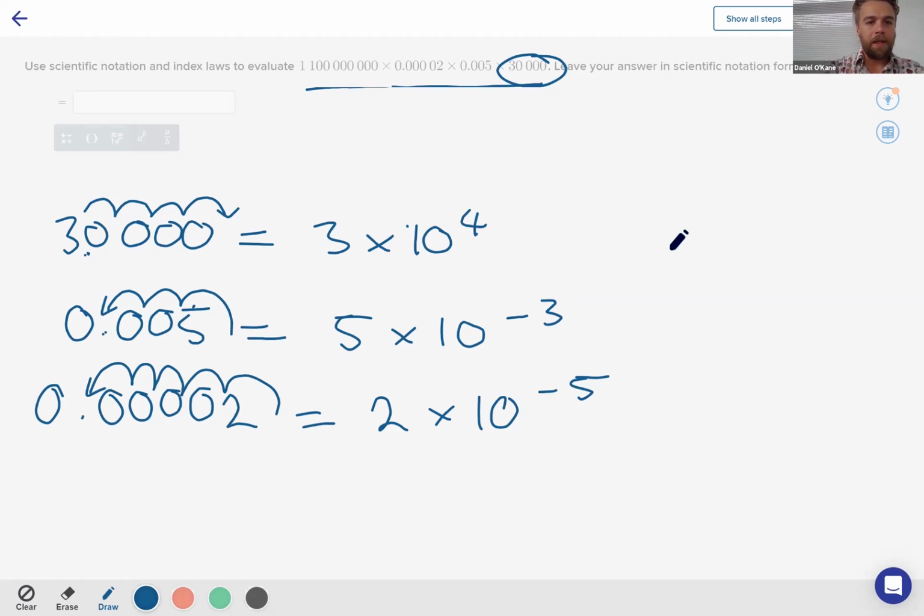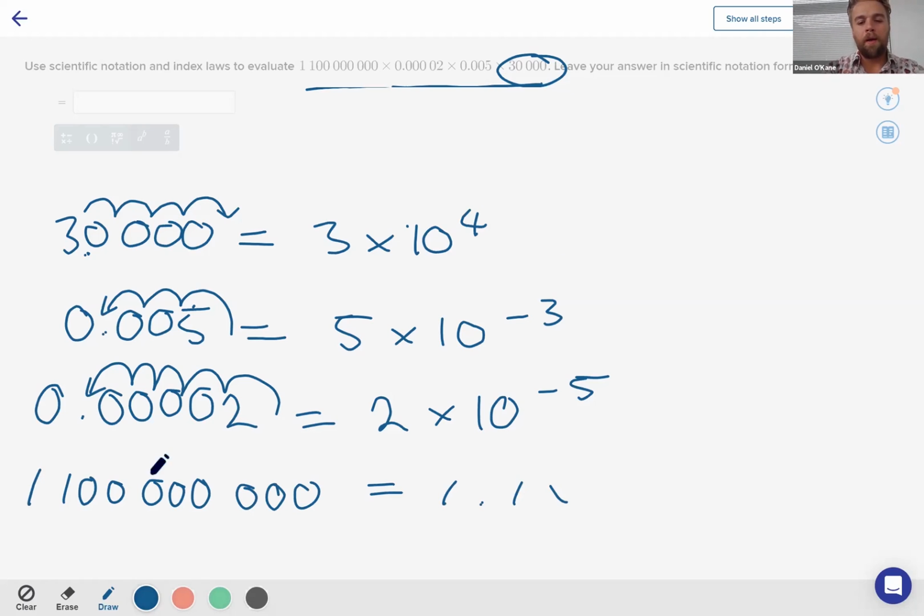And then finally, I have, what's this? 1,100,000,000. So I'm gonna write all these zeros in here. Okay, I can write this as 1.1 because that's where the decimal would have to start to be a number between 1 and 10. And then this decimal jumps 1, 2, 3, 4, 5, 6, 7, 8, 9 times. So then 1.1 times 10 to the power of 9.